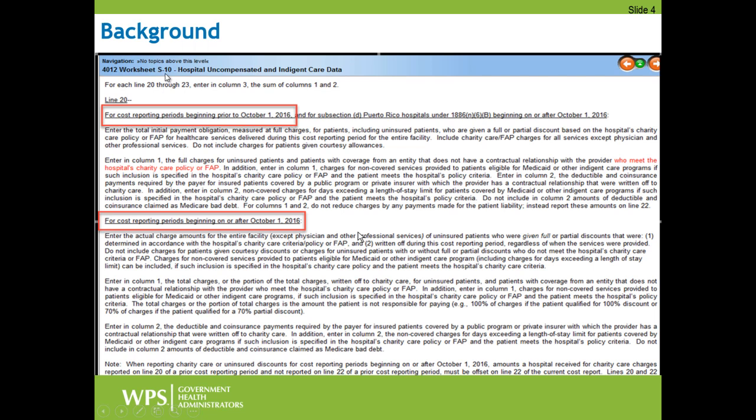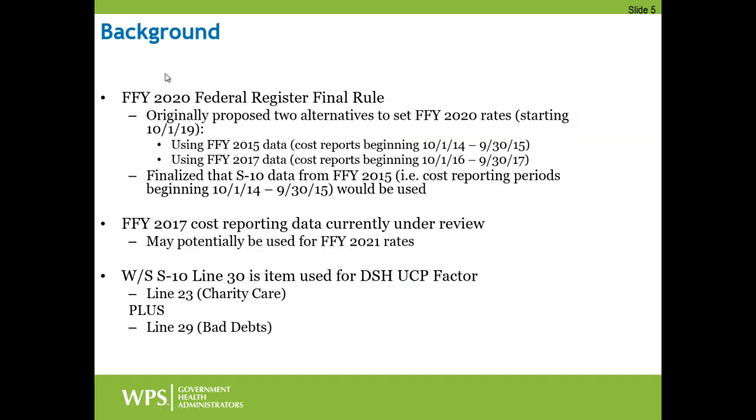So if we take a look at the federal fiscal year 2020 Federal Register final rule, that just came out here in August of 2019. And originally, in the proposed rule that was issued in April, there were two alternatives to how CMS was going to set the fiscal year 2020 rates. And those rates, when we use the phrase federal fiscal year 2020, we're talking about starting 10/1/19 for the rates starting 10/1/19 going through 9/30/20.